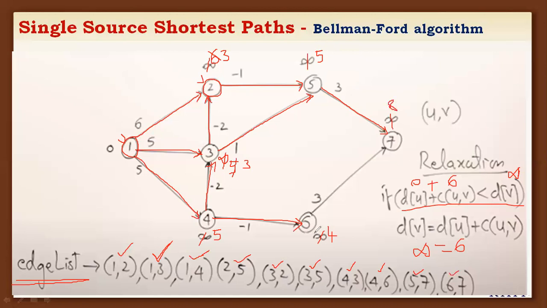Next 6 to 7, edge 6 to 7. If you consider the minimum cost path, it is 4 plus 3. 4 plus 3 is 7. Compare 7 with the value here, which is 8. 7 is smaller than 8, hence 8 is replaced with 7 here. So this is considered as pass 1.